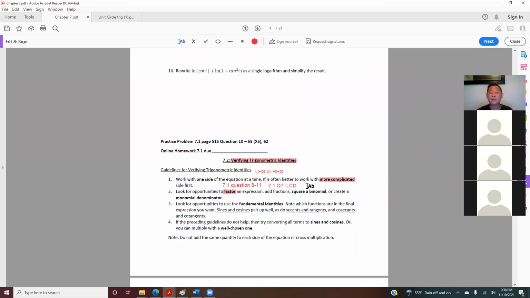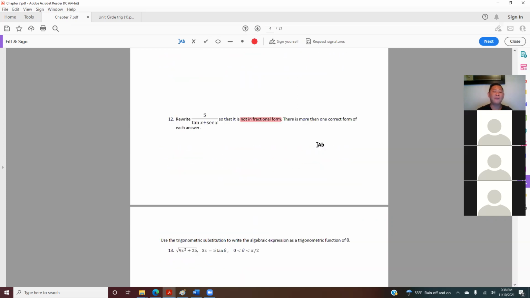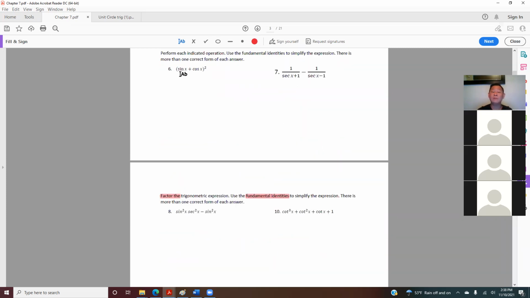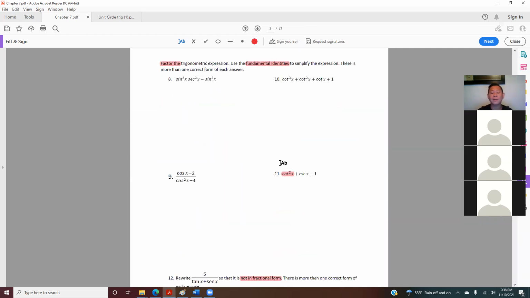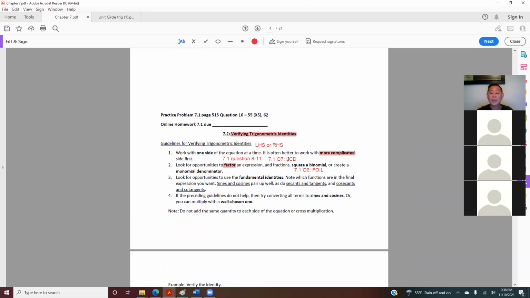Okay. If you have a square binomial, you have to FOIL it. So this is like 7.1 question 6, where you require foiling. Okay, we call it the square binomial. So it looks very similar to this one, number 6. So in this case, you see the square, you need to square the binomials, you FOIL it. Okay. Or create a monomial denominator.